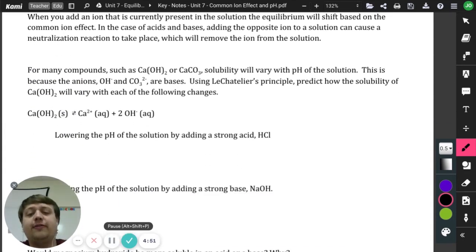Now, so here's some examples. If I've got compounds such as calcium hydroxide or calcium carbonate, the solubility is going to vary based off of the pH of the solution. Basically, we know that hydroxide and carbonate are bases. So using Le Chatelier's principle, we can predict how the solubility is going to change based off of how we affect our pH. If we raise our OH concentration, how will that affect it? We're adding some more to the product side, so based off of Le Chatelier, we would shift back to that reactant side and cause some more reactants to be produced.